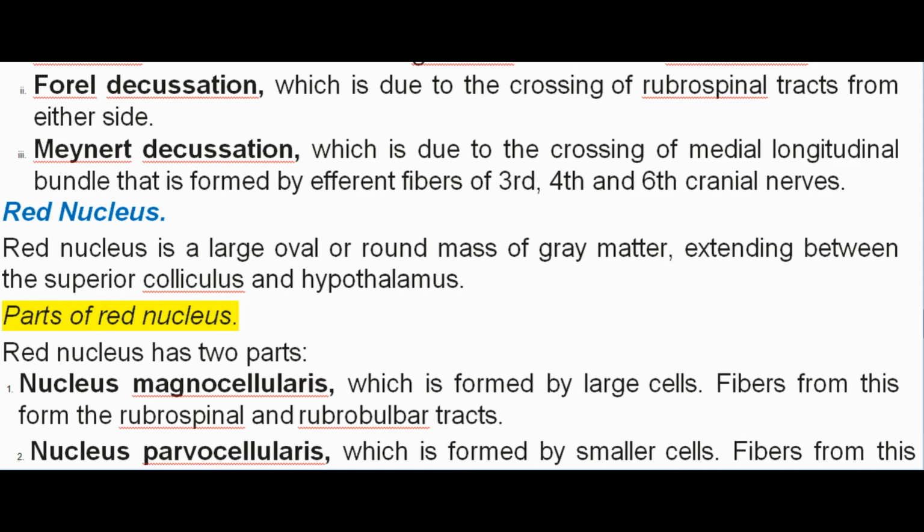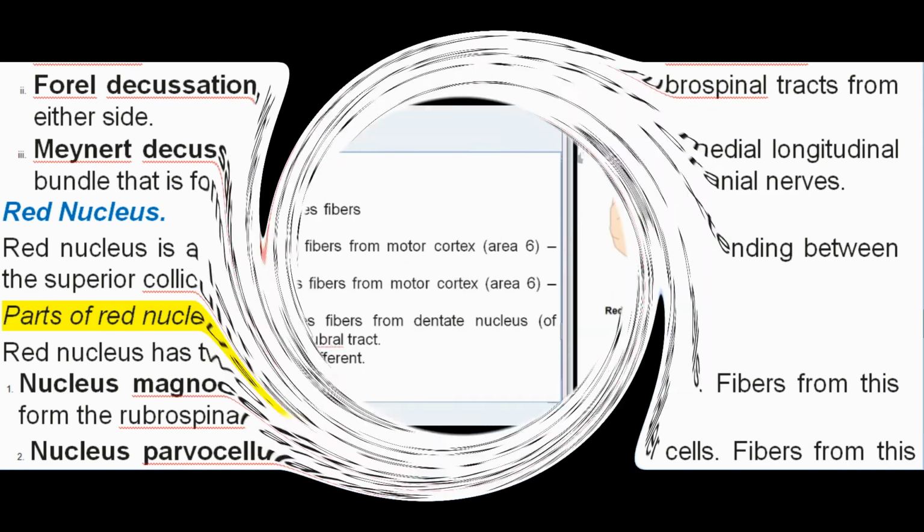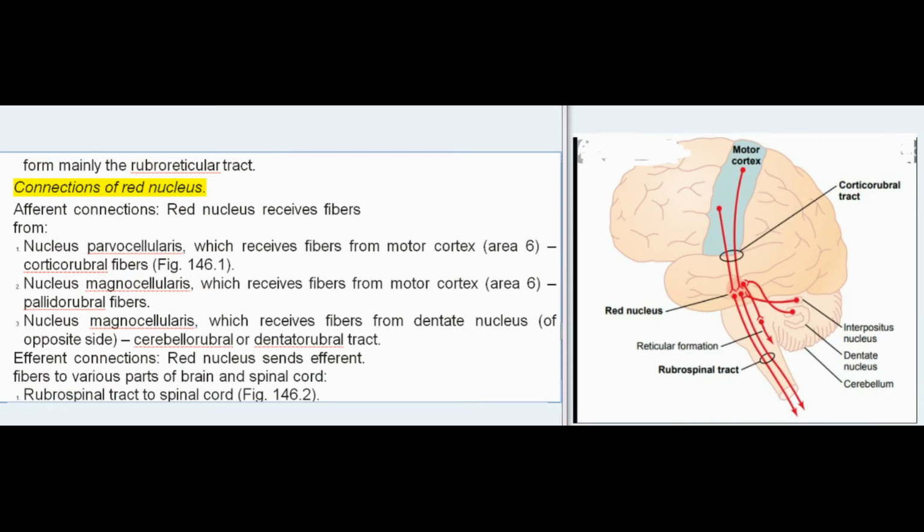Parts of red nucleus. Red nucleus has 2 parts, nucleus magnocellularis, which is formed by large cells. Fibers from this form the rubrospinal and rubrobulbar tracts. Nucleus parvicellularis, which is formed by smaller cells. Fibers from this form mainly the rubroreticular tract.